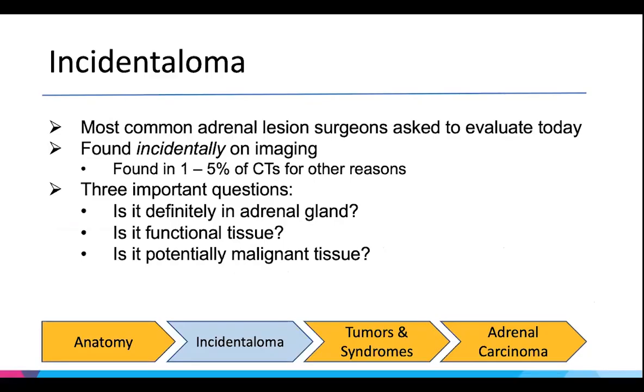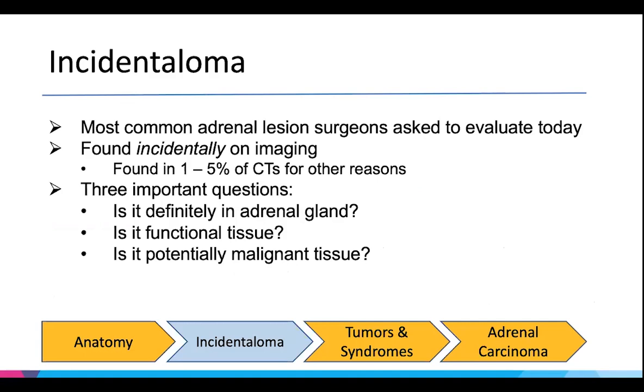Now we'll start to get into the workup for incidentalomas. This is the most common adrenal lesion that surgeons are going to be asked to evaluate. As the name implies, they are found incidentally on imaging. They're seen in 1 to 5% of CTs done for other reasons.